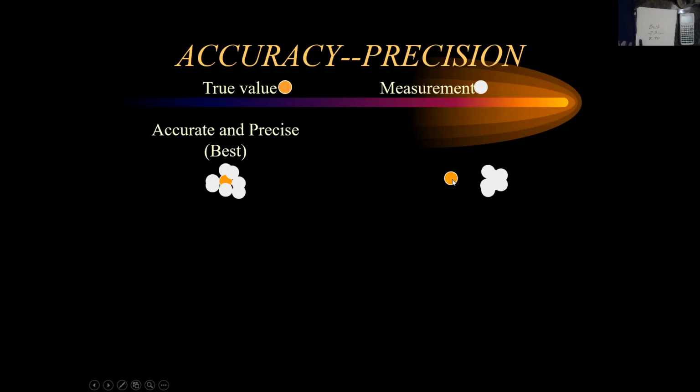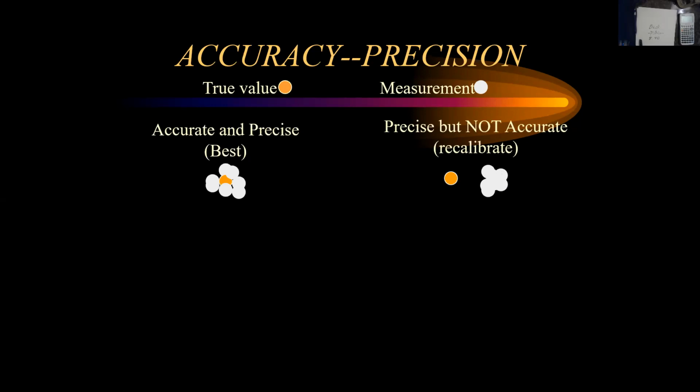I make a measurement, the true value is really here. Maybe I don't know that, but the true value is really here. I'm going to think it's over here, and it's really not. But these values are also precise, but they're not accurate. And again, I might not know that.